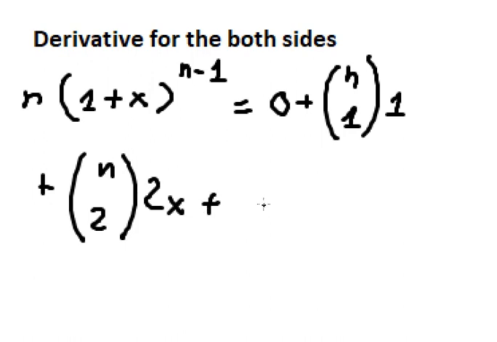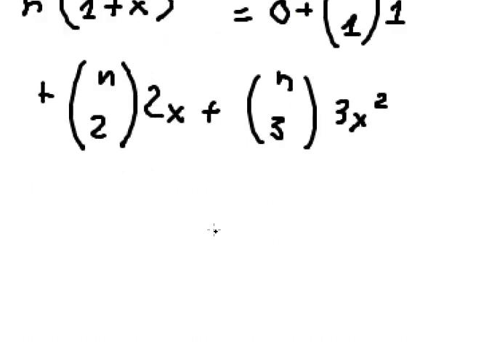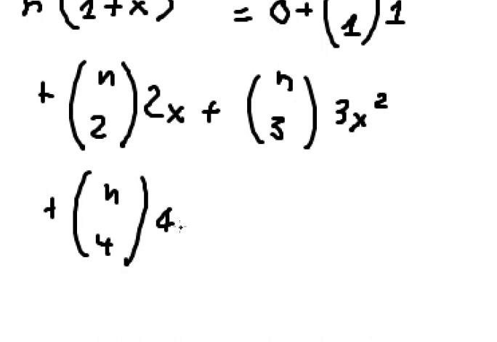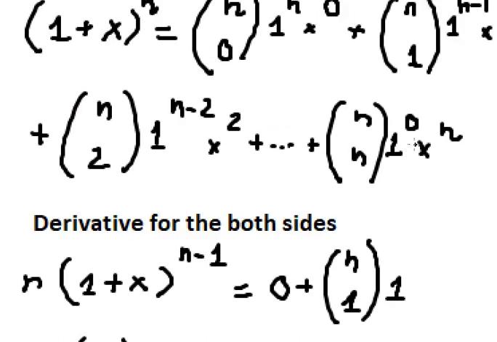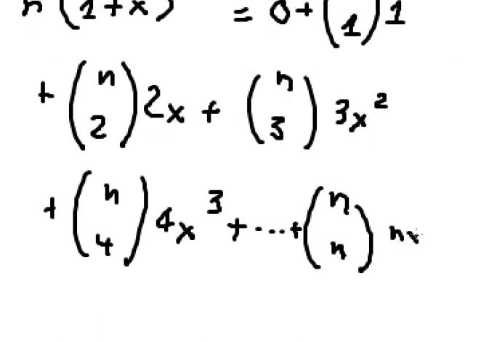So if we continue, we have 3s squared in here. This one is 4s to the power of 3, until we have n. So this one is ns to the power of n minus 1.